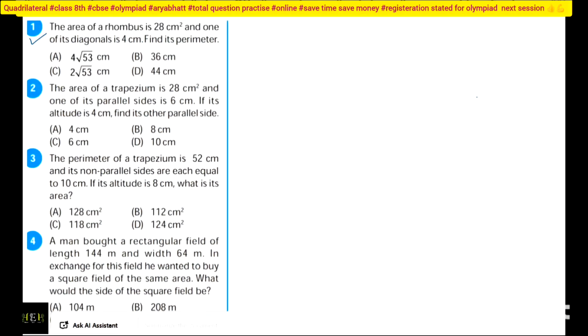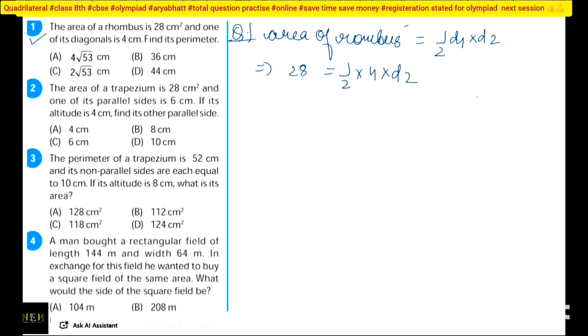See question number 1. The area of the rhombus is 28 centimeter square and one of the diagonals is 4 centimeter. Find the perimeter. Now see, I know the area of rhombus. What is the area of rhombus? Half diagonal 1 into diagonal 2. And one thing more, the diagonals bisect each other and are perpendicular to each other. So first I will calculate the value, 28 centimeter is given. So 28 is equal to 1 by 2 into 4 into d2, right? So by this I am getting 28 by 2 is equal to d2, or I can say that 14 is equal to d2, right?